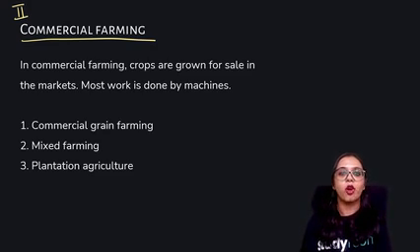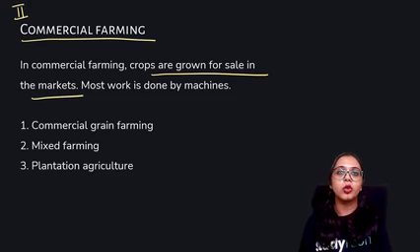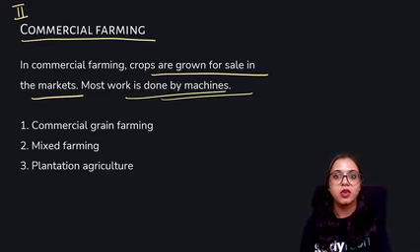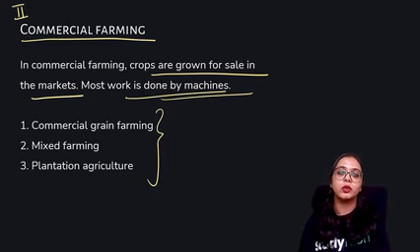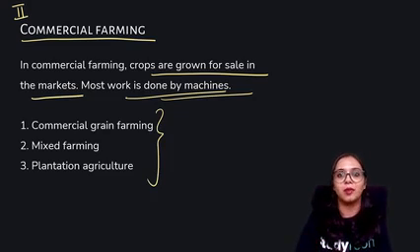So most of the crops that are grown are grown for sale in the markets, and therefore we are talking about large scale production. So the human labor has to be decreased, and there has to be an increase in the work done by machines. Okay, so artificial labor, all right. And there are three kinds of commercial farming involved: commercial grain farming, mixed farming, and plantation farming. So let's learn about each of them.